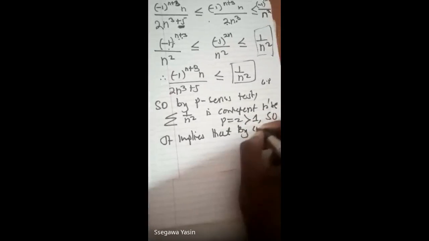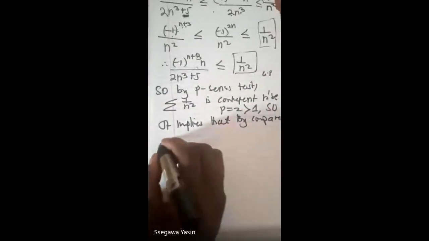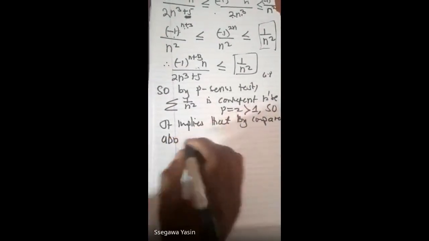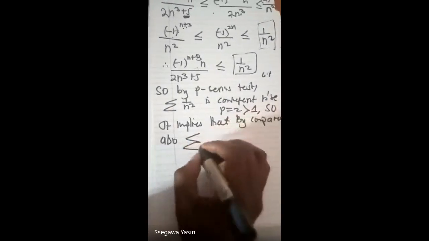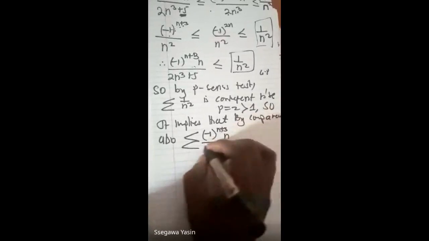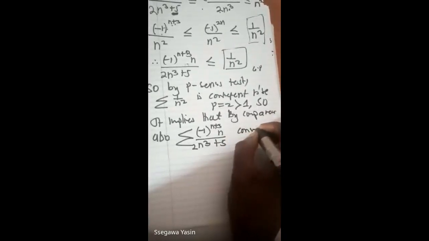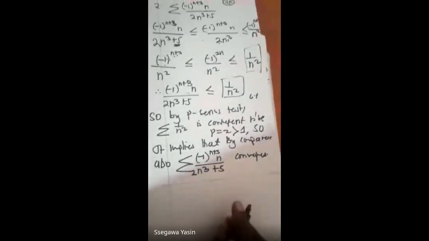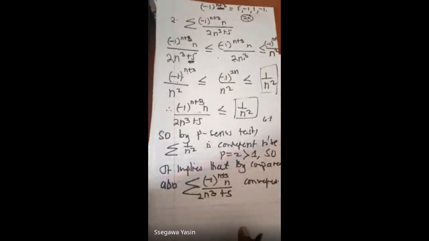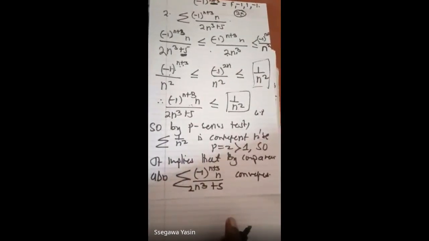by comparison test, also this guy here will converge. By comparison test, also the sum of negative 1 to the n plus 3, n over 2n cubed plus 5, converges. So that is the thing there.